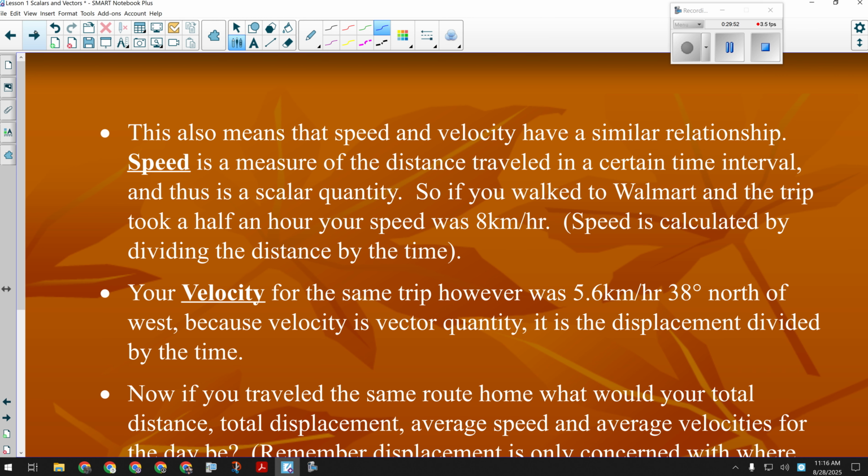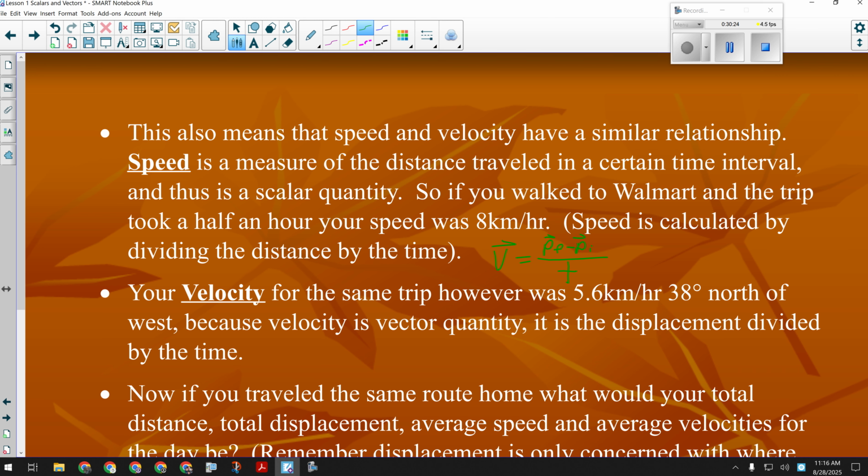And then we talked about if we traveled the same route home, that now our displacement would be 0 because now our change in position is 0. And that's where this formula that you used in Science 10 comes into play. Velocity is your change in position, so final position minus initial position divided by time. That is the other way to calculate displacement, is to find your change in position. We're going to come back to that a lot.